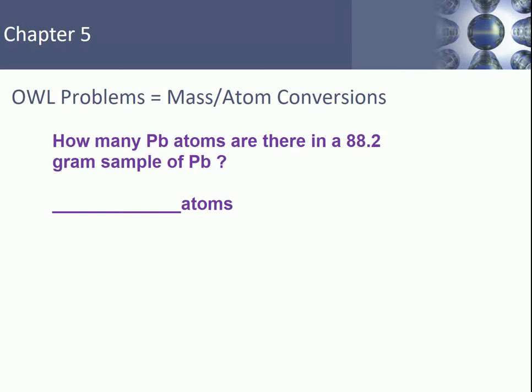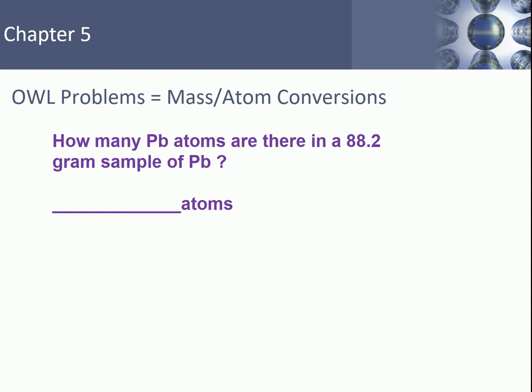Alright, in this video we're going to learn how to convert from grams to atoms, but you could do it in any order. Maybe atoms to grams, following this general strategy and focusing on the units. In this problem it says how many lead atoms are there in an 88.2 gram sample of lead.